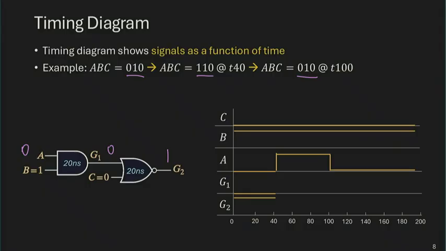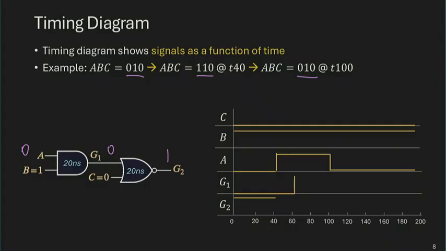At time 40, I change my input A from 0 to 1. The first gate has a 20 nanosecond propagation delay, or in this case, just delay. We're not differentiating contamination and propagation anymore, for the simplicity of evaluation. Let's say the gate has a 20 nanosecond delay. What that means is that when your input changes at time 40, the output will change at time 60. So G1 will remain at 0 until time 60, and at that point it's going to change up to a 1.